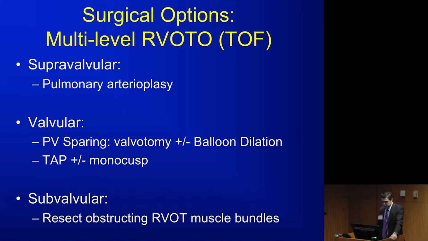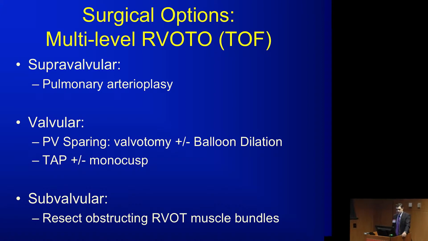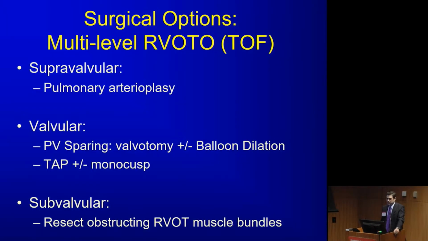So I think we all know that Tetralogy of Fallot really is a multi-level RVOT process, and we're really dealing with obstruction at the supravalvular area, valvular and subvalvular areas. And with these, there are a variety of different surgical techniques that we use to address the obstructions in these areas. In the supravalvular area, we're pretty much talking about the MPA and branch pulmonary arteries, in terms of doing some sort of a pulmonary arterioplasty, depending on the extent of hypoplasia of these structures.